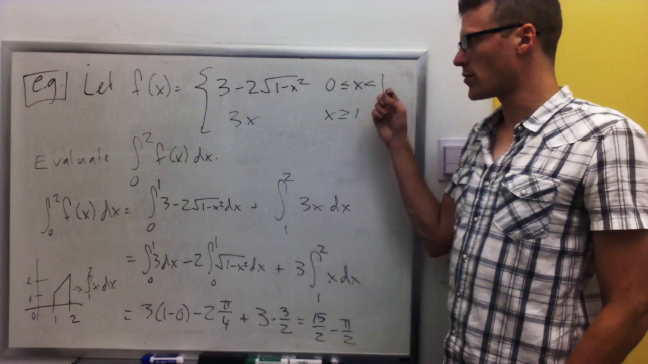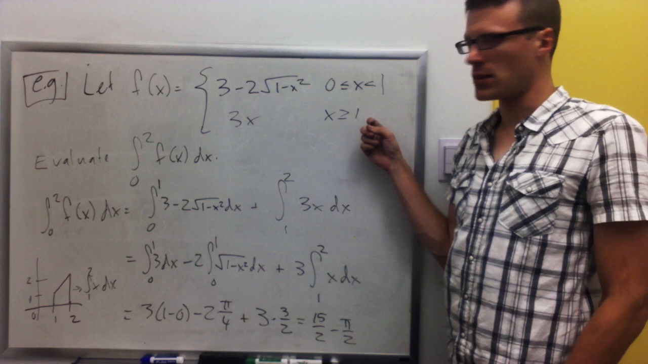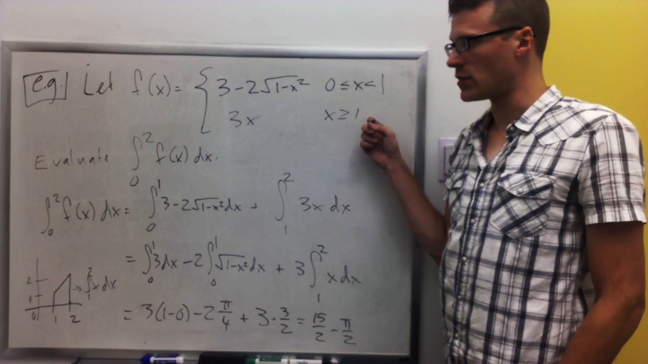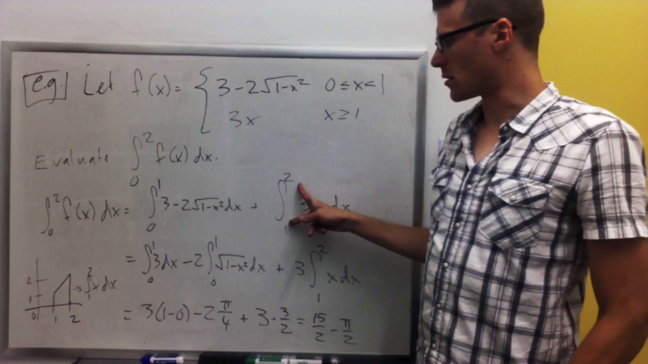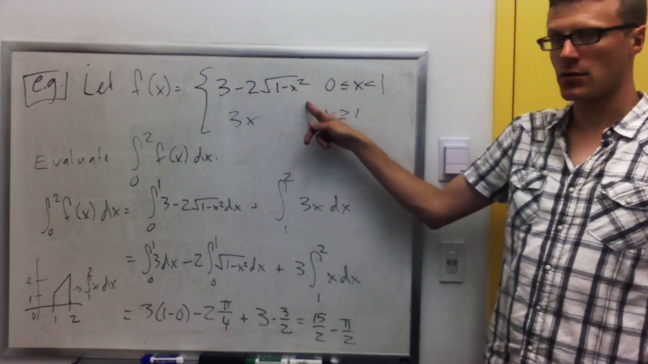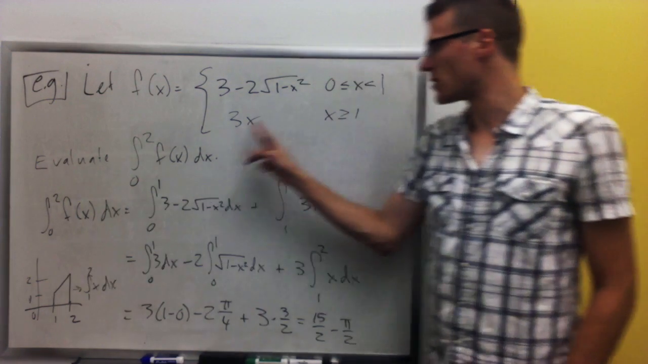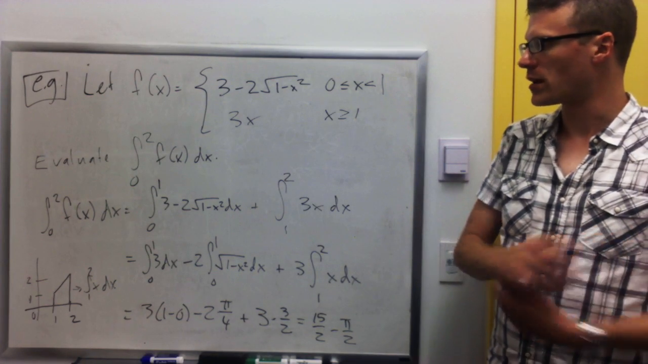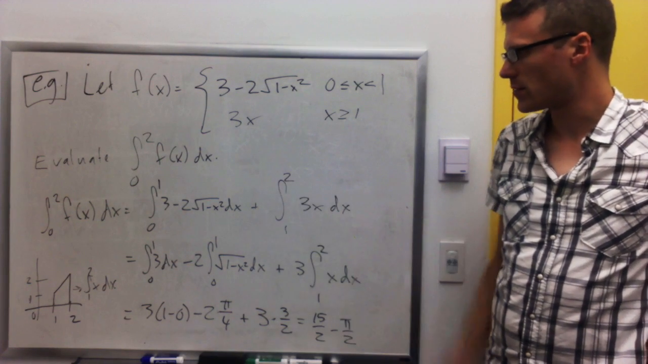First of all, this function has one definition on half of this interval, from 0 to 1, and another definition on the other half, from 1 to 2. So the first thing we need to do is split this integral up into two pieces: the integral from 0 to 1 and the integral from 1 to 2. From 0 to 1, we'll replace the function with its definition on that interval. For the other interval, we'll replace the function with its definition on that interval. So we have the integral from 0 to 1 of 3 minus 2 root 1 minus x squared, plus the integral from 1 to 2 of 3x.